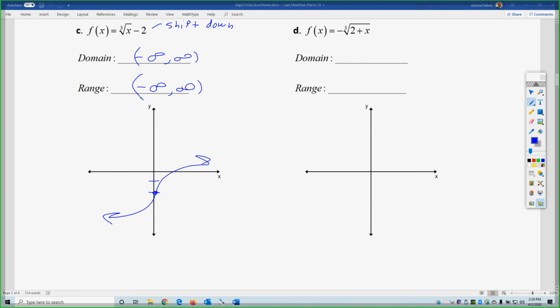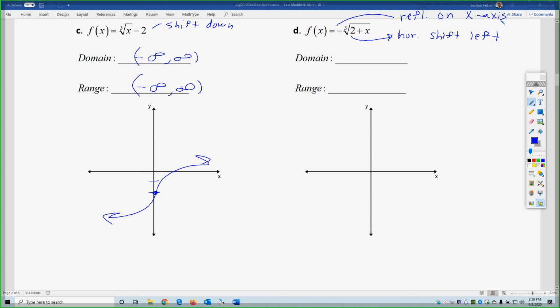All right, next one. This is in the inside, so it affects x. So it's a horizontal shift, and this one's going to be left because it's counterintuitive whenever it's on the inside. And as a reflection, it's on the outside, so it affects y, so it changes your y, so reflected on the x-axis.